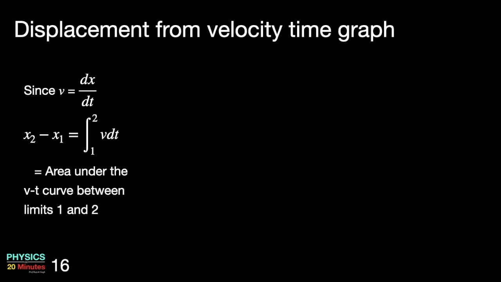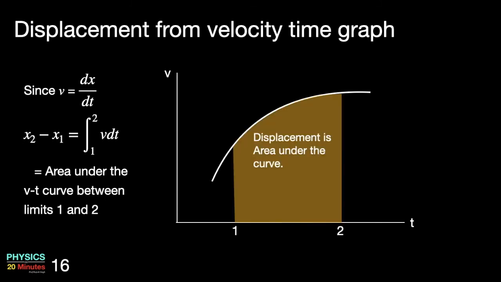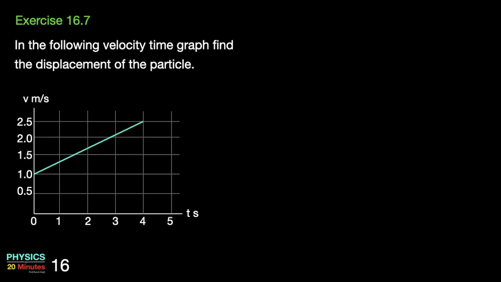That means if you have velocity time graph in the form of a curve, then the area between the curve and the time axis within the limits 1 and 2 can be written as integration of v dt from 1 to 2, which is nothing but x2 minus x1, that is change in position or displacement. Therefore, if velocity is known as a function of time, then its integration with respect to time gives us the displacement. Let's take an exercise to understand this with clarity.